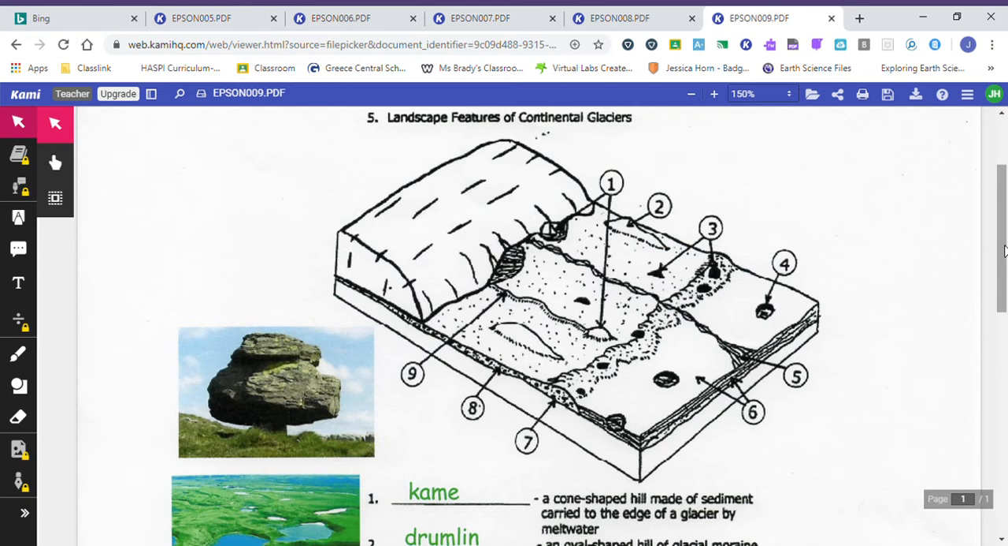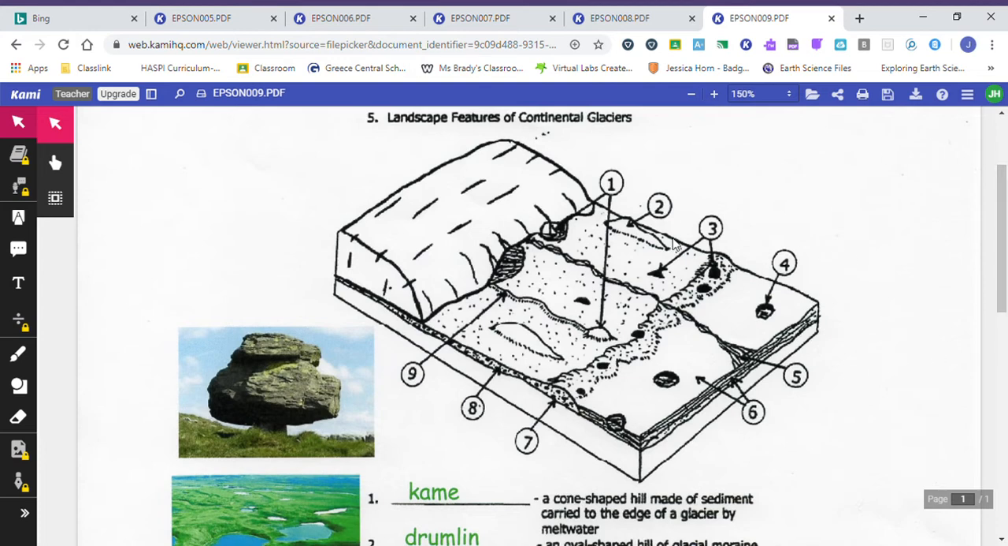made of sediment that was carried to the edge of the glacier by melt water. So melt water would be as the glacier is melting and water kind of flows off of it, some of that water will carry sediment away and it will maybe form a kame.